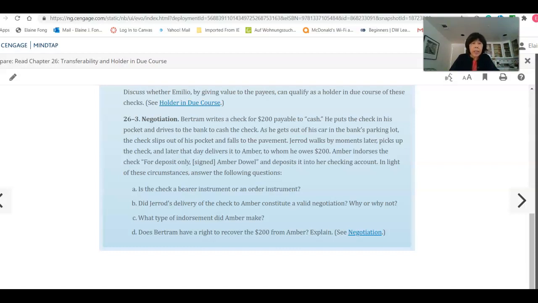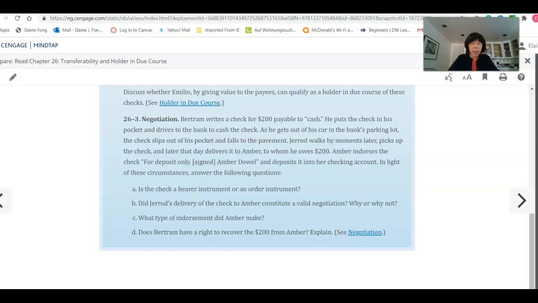Letter B. Did Jared's delivery of the check to Amber constitute a valid negotiation? Why or why not? All right, we have bearer paper. What's required for Jared to deliver the check to Amber? When it's bearer paper, the only thing Jared has to do is to deliver the check to Amber, and he's done that. We have a valid negotiation.